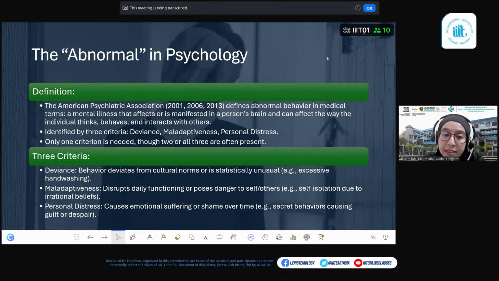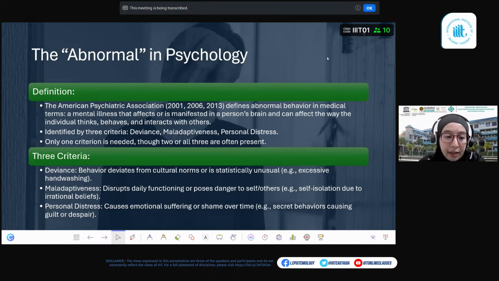Second characteristic is maladaptiveness. This refers to behaviors that interfere with a person's ability to live their daily life. For example, imagine someone who refuses to leave their house because they believe stepping outside will bring back bad luck. This behavior not only prevents them from functioning normally, like going to work or meeting friends, but it also causes unnecessary stress and isolation.